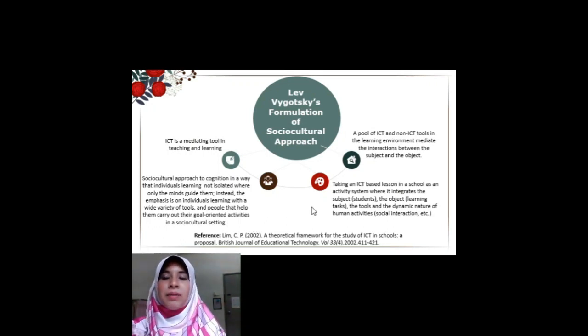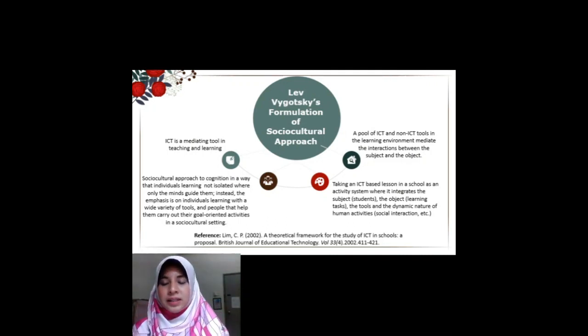So thereby taking an ICT-based lesson in a school as an activity system, where it can integrate the subject, which is the students, the object, the learning tasks or learning activities, the tools, and the dynamic nature of human activities, which is social interaction. This pool of ICT and non-ICT tools in the learning environment will mediate the interaction between the students and the learning activities.